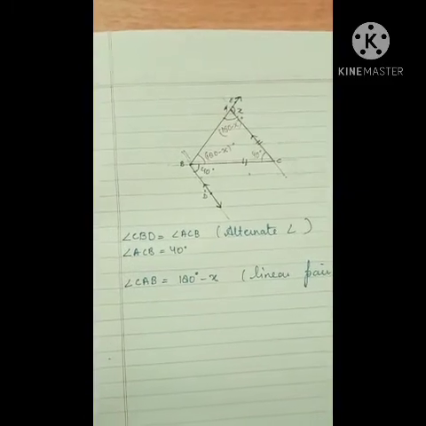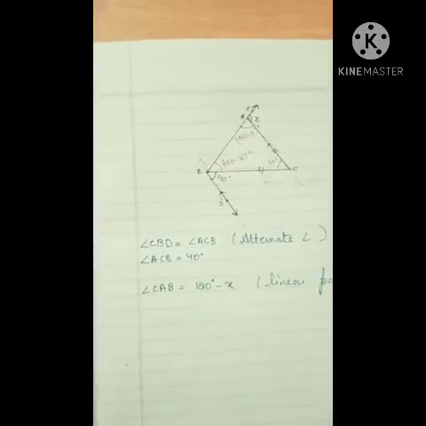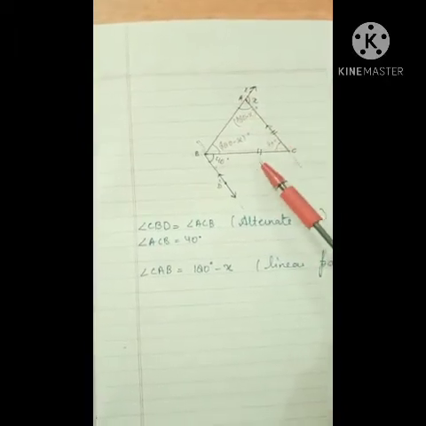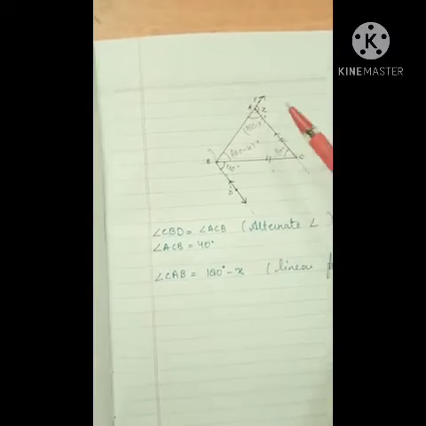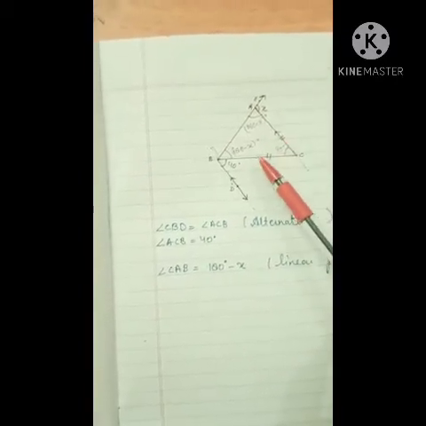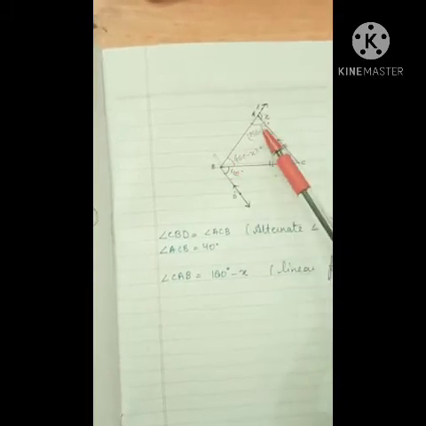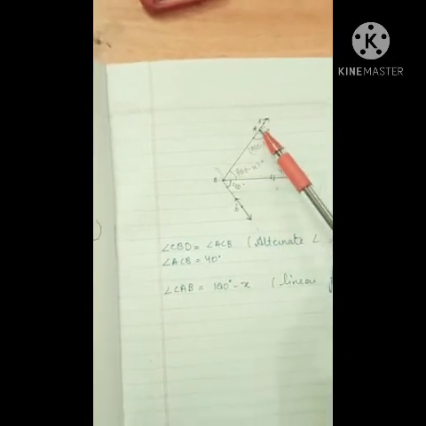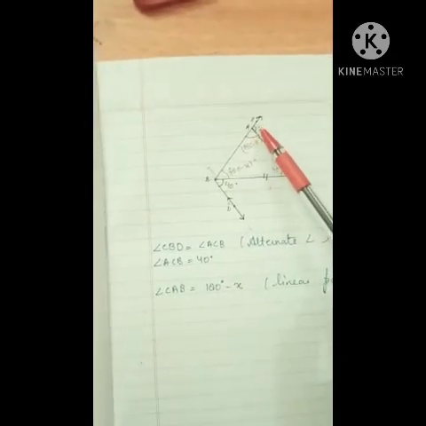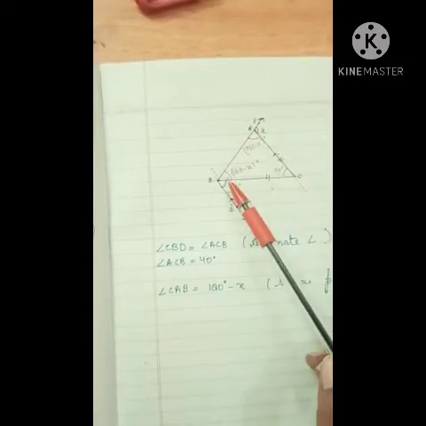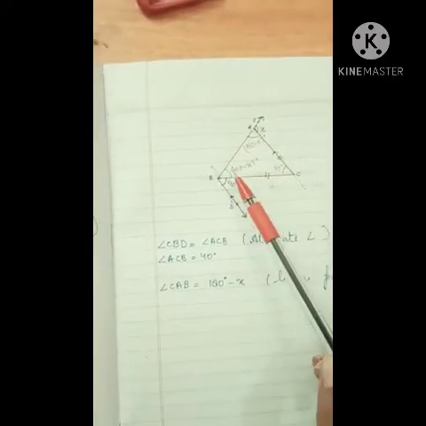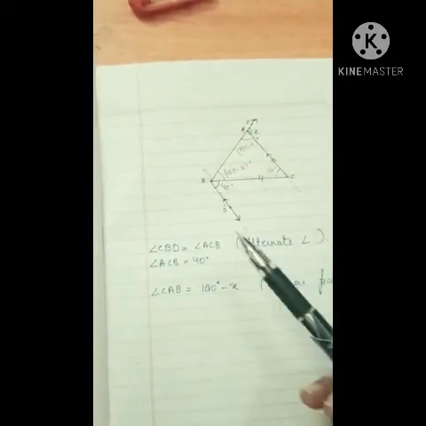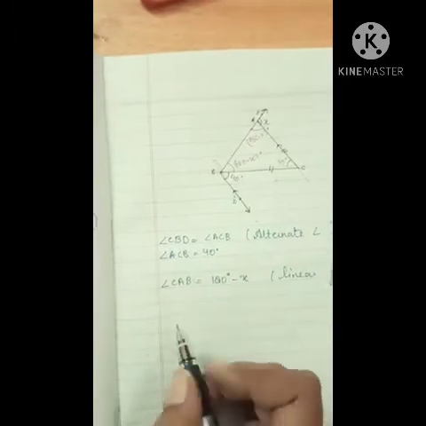Because angles opposite equal sides of an isosceles triangle are equal. These two sides are equal. It means the opposite angles of these two sides are also equal. Okay. Now see, this is the exterior angle and the opposite of this angle is this one and this one, right? So the sum of these two angles is equal to x. So now we apply the exterior angle property.